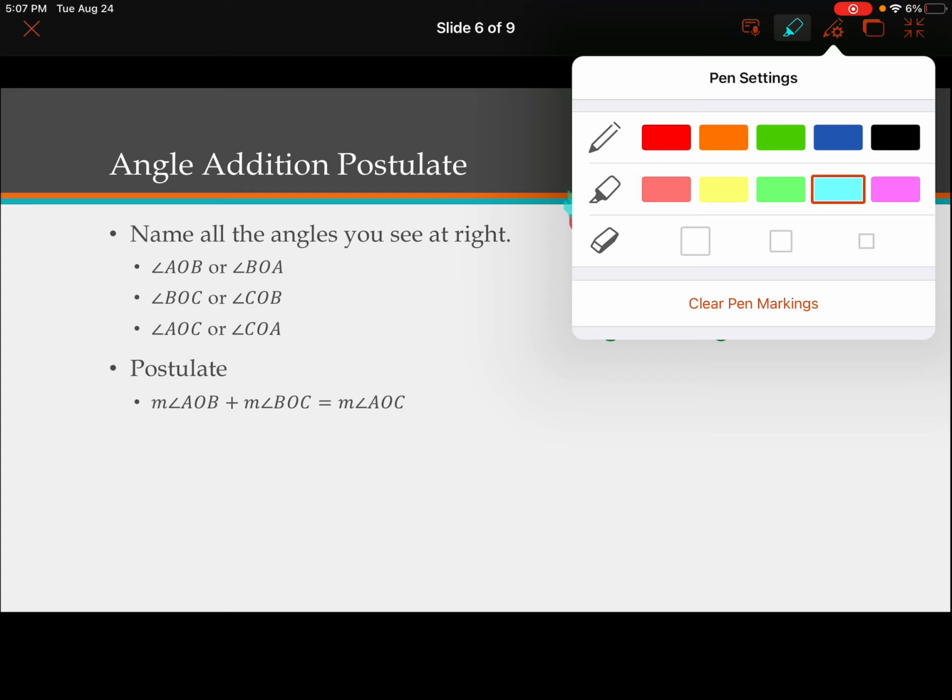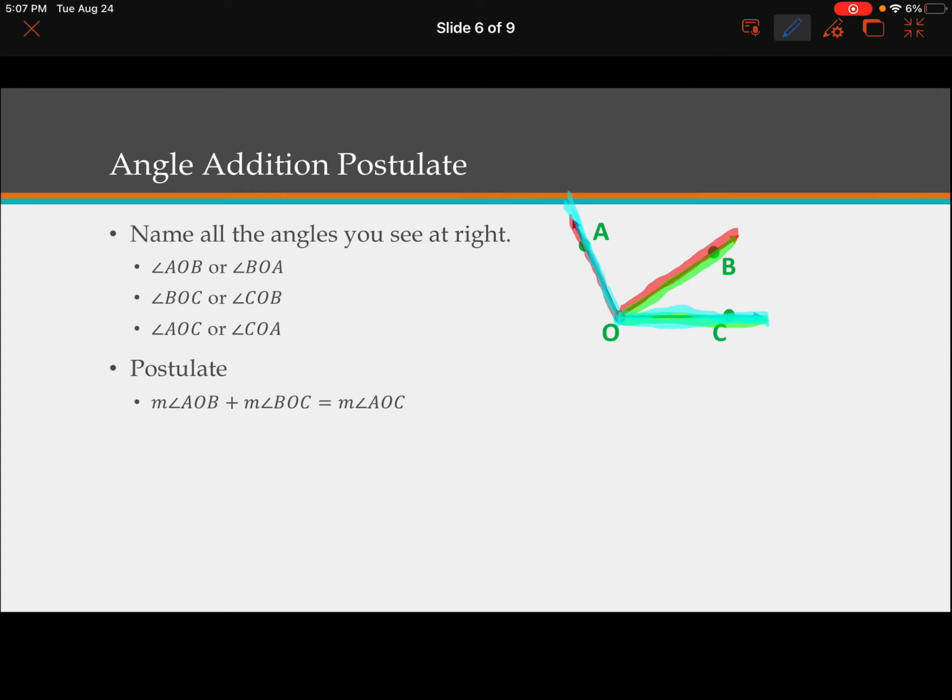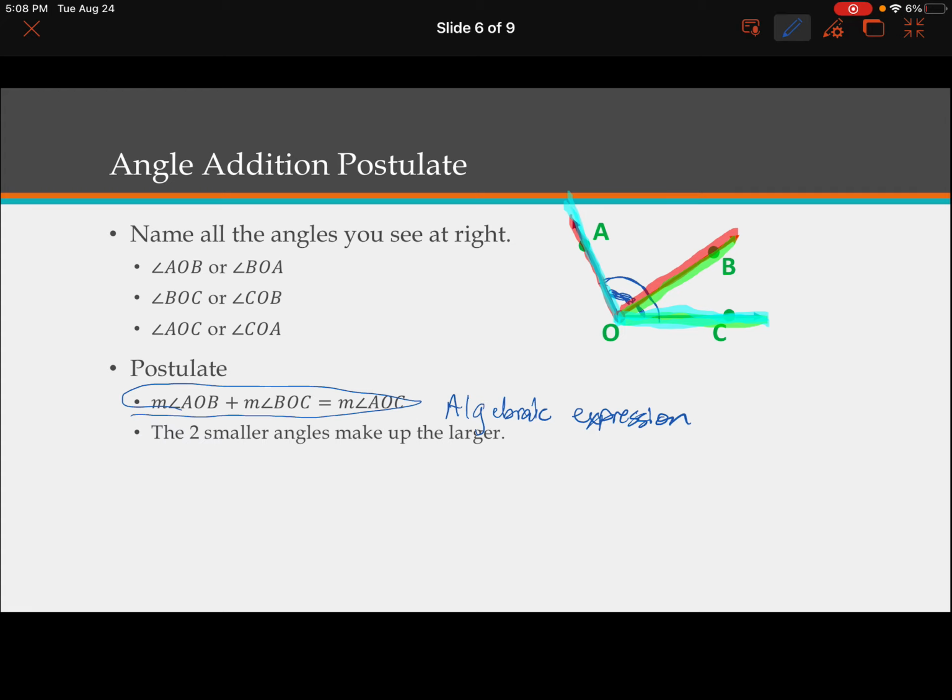If you take the measures of these 2 smaller angles, this measurement right here and this measurement right here, you can add those together and get the whole entire thing. Okay? This right here that just popped up, that is the algebraic expression that goes in your notes. That is the algebraic fancy math symbols version of saying the 2 smaller angles make up the larger angle.